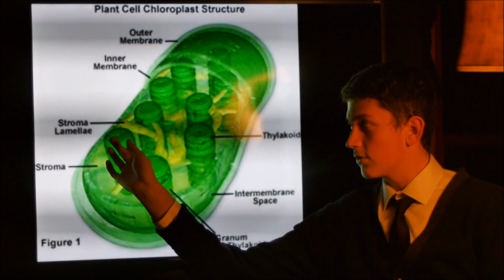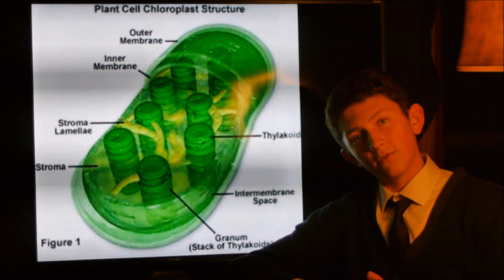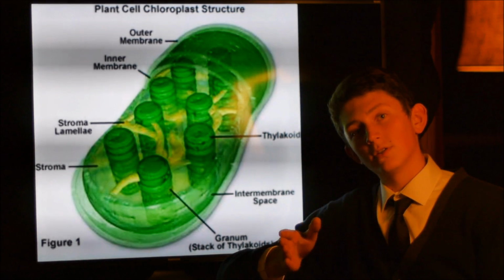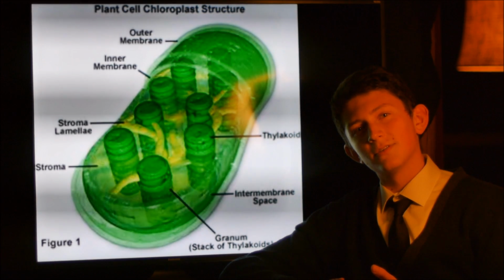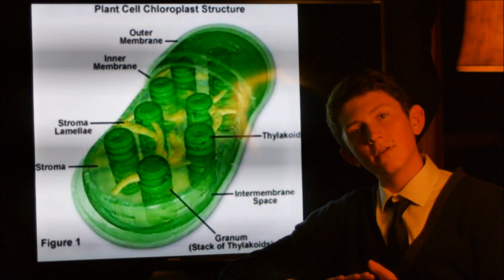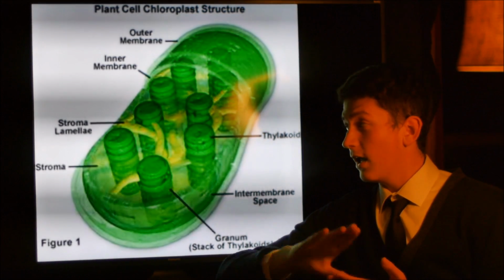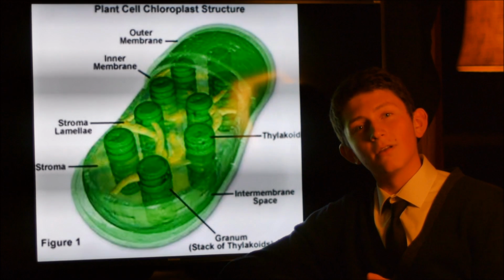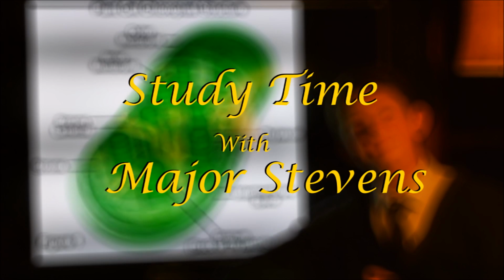Then outside the thylakoids is the stroma. And the stroma is helpful in the Calvin cycle, and that helps produce the main ingredient, the glucose. Every organism needs glucose. So then it is sent out, and it is helpful. Glucose is the most important thing in every living organism, and we make it. That good old chloroplast is missing. Thank you. This has been Study Time with Major Stevens.